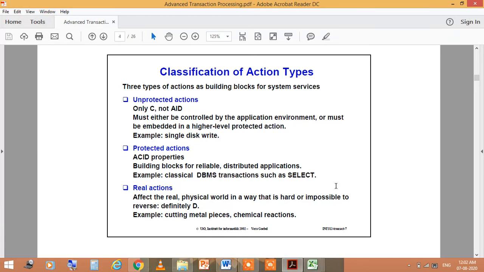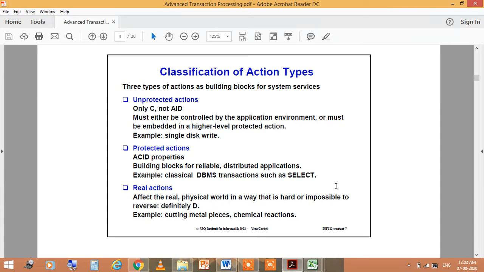If we are talking about the protected action, as I told in the previous slide, it should be a single user. In this, asset properties are working as building blocks for reliable distributed applications. Example: classical DBMS transactions such as SLAT.